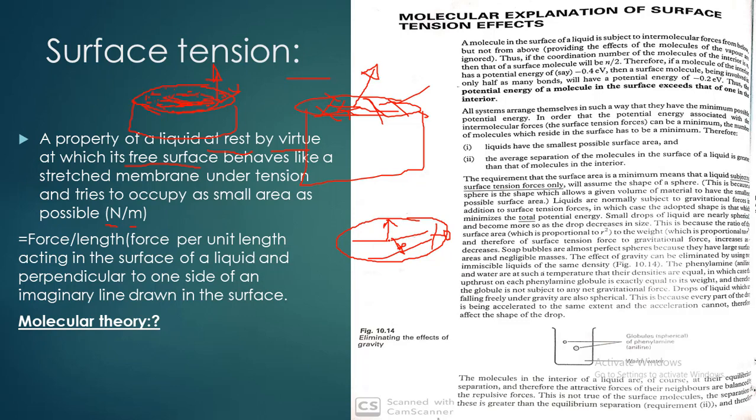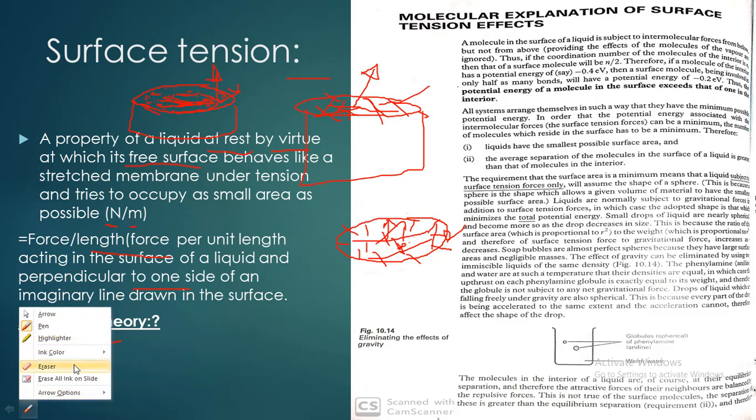So what happens is the surface is being stretched. Okay, perpendicular, perpendicular. It is being stretched. And therefore, finally, it behaves kama a stretched membrane. And you shall see the molecular theory. How does that concept of a membrane come about? So it is the force per unit length acting in the surface of a liquid and perpendicular to one side of an imaginary line drawn on the surface. So namna hiyo.